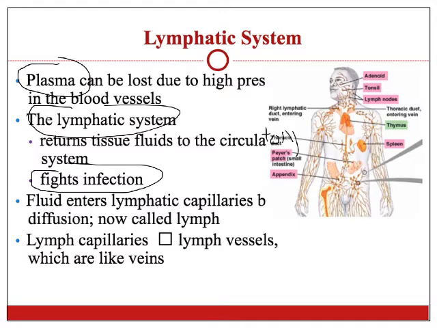Okay, so how this works is that fluid that's now in your tissues that shouldn't be there enters the lymphatic capillaries by diffusion. And once that fluid enters the lymph vessels, it's called lymph. Okay, and then from the lymphatic capillaries, it goes to the lymphatic vessels, which are kind of like veins, and then it stays in that system.